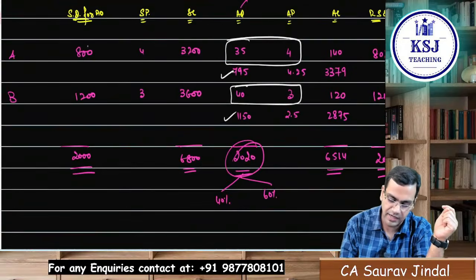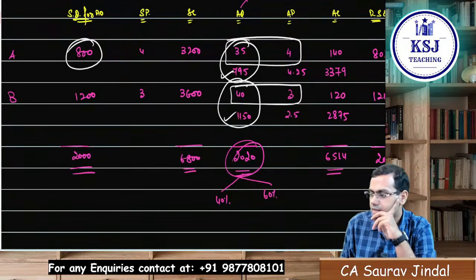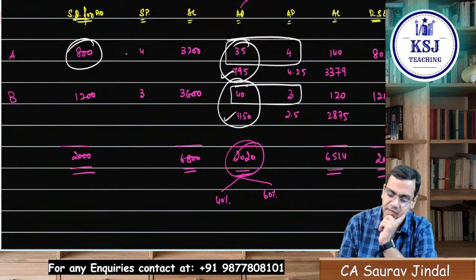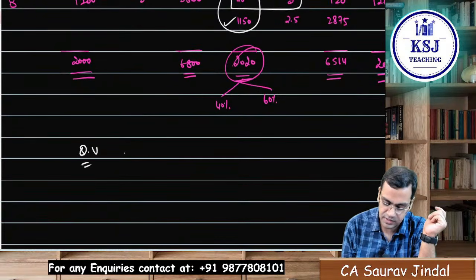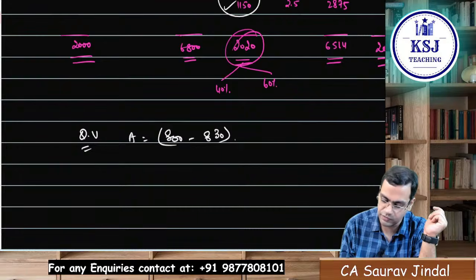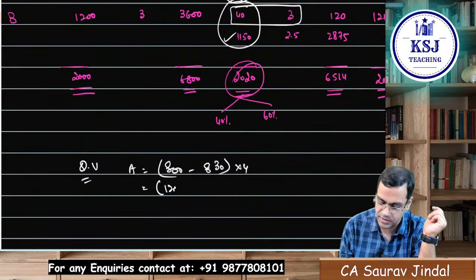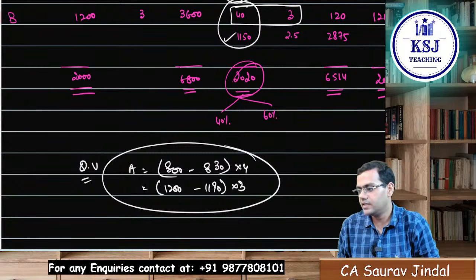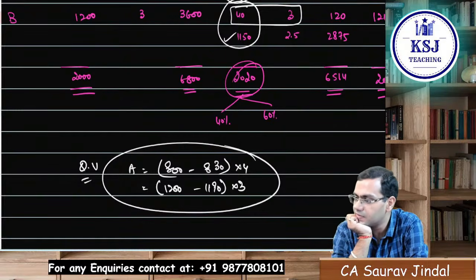Quantity variance, it's simple. Take standard quantity 800, actual quantity total here, actual quantity total into standard price. 800 minus 800, if you talk about the quantity variance for A, it will be 800 minus 830, 830 into 4, and there it will be 1200 minus 1190 into 3. That's it, quantity variance. Clear?